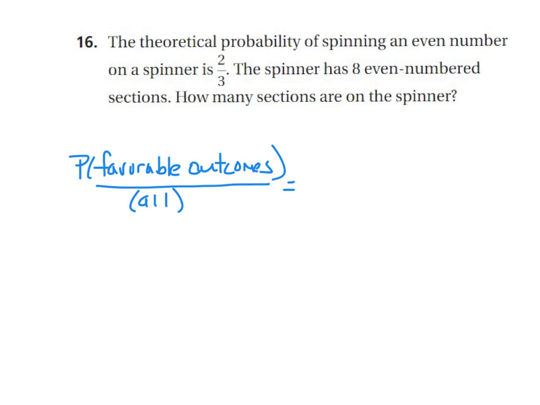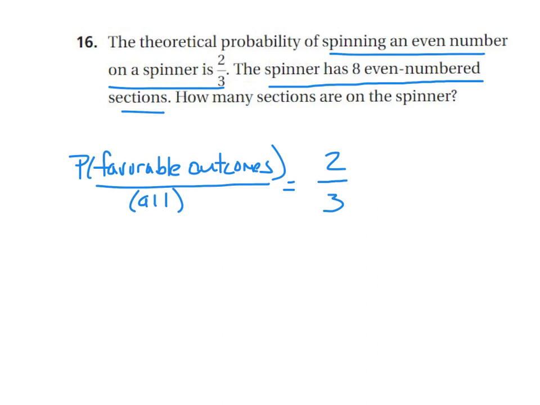So let's start with this fact. The probability of spinning an even number on a spinner is 2 out of 3. So 2 is the number of favorable outcomes, and 3 is out of all outcomes, and it's probably reduced because it says the spinner has 8 even-numbered sections. Well, we know that the evens are right here. That's the number that matches up with the evens. And we're going to use this concept that we've used before, this problem-solving concept of proportions.